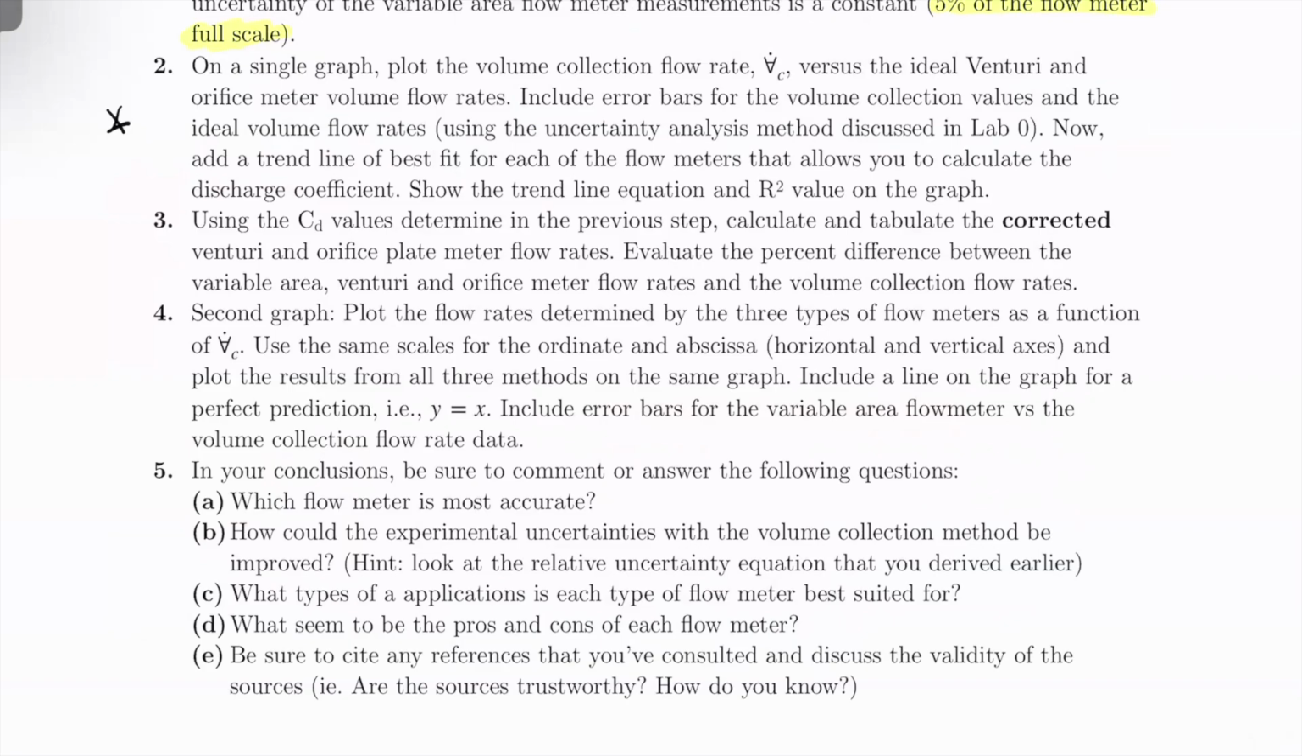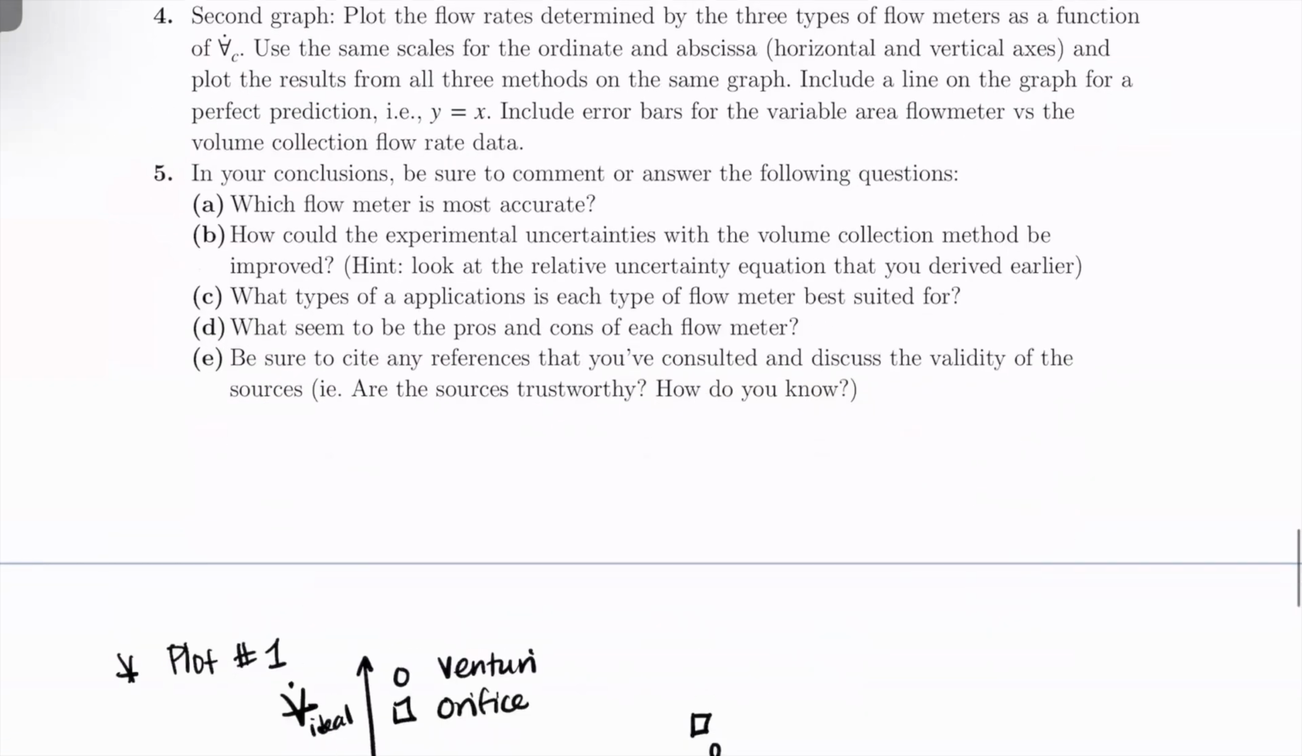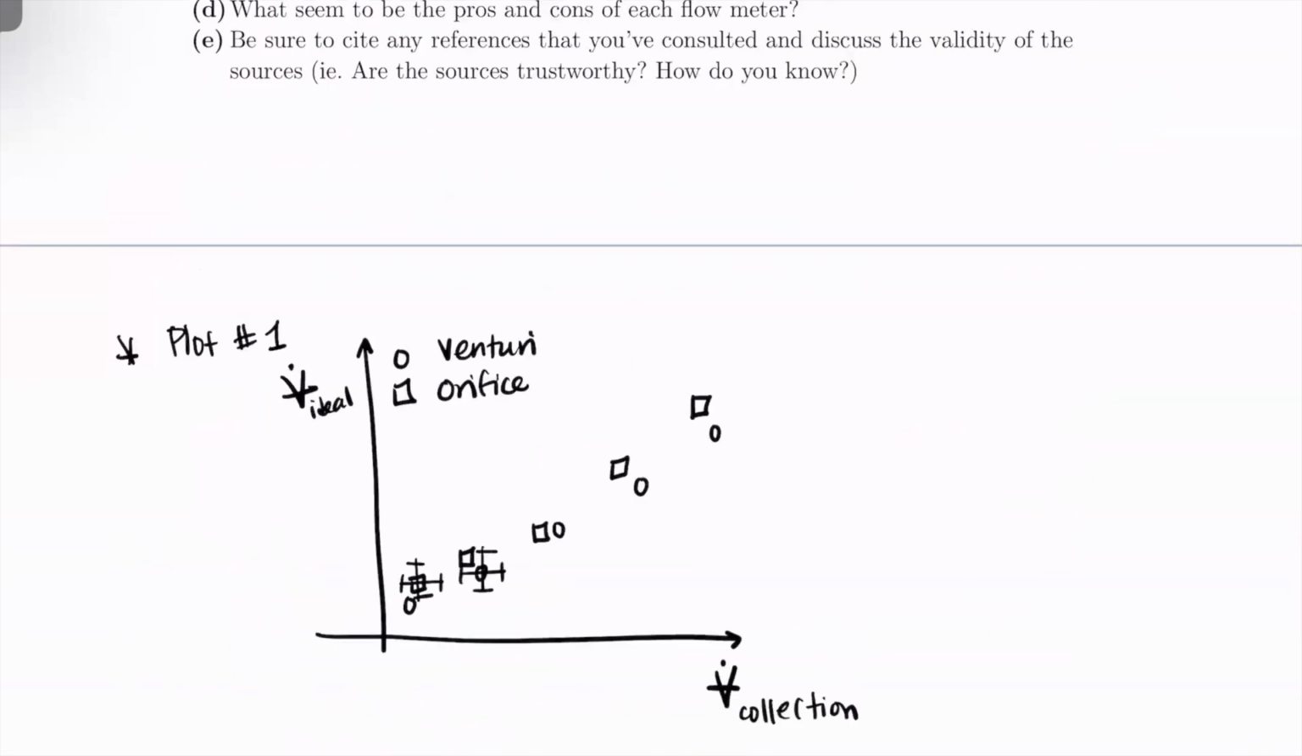We're not done yet. So the next thing that you're going to want to do is you will add a fit line for both of those sets of data. So you will have, for example, a fit line for orifice, and then a fit line for the Venturi.